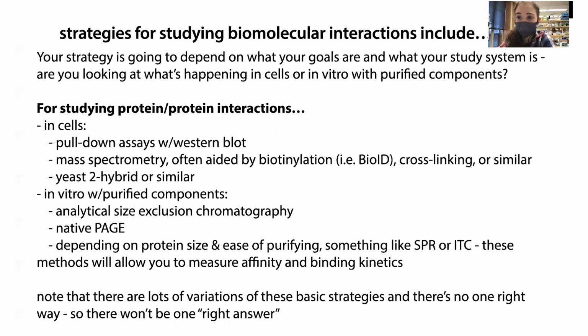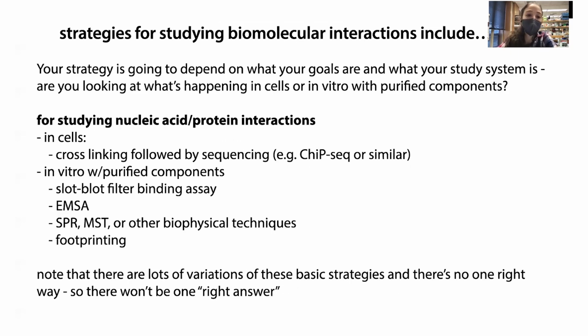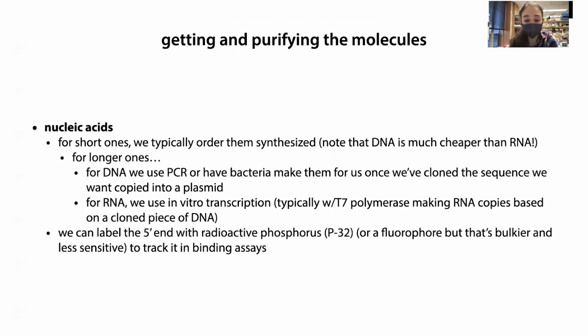These are just some of the basic strategies that you'll hear talked about and that you might encounter if you are doing this sort of research. We're going to talk about some different methods for studying these. So for protein-protein, we'll talk about analytical size exclusion chromatography, native PAGE, some biophysical techniques. For nucleic acid-protein, we'll talk about slot blot filter binding assays, EMSA, some other biophysical techniques, footprinting. We'll talk more about all these different things, but in order to do these types of experiments, we need to have purified components. And so how are we going to get these components?